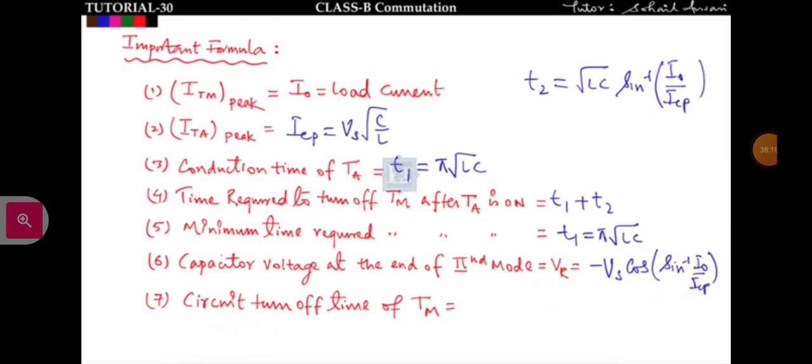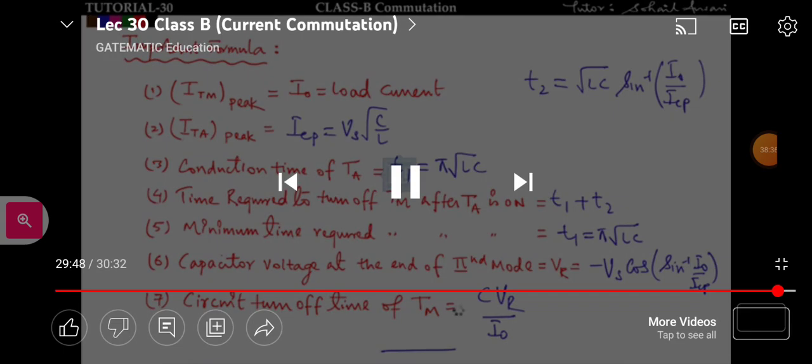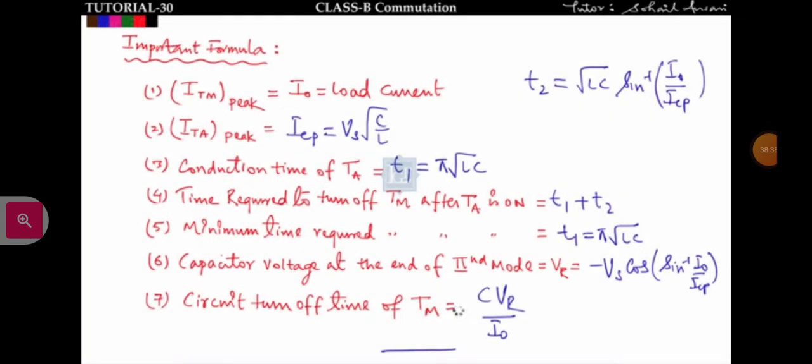Now the seventh point is the circuit turn off time of TM. We have already found that it is equal to CVR upon I naught. Circuit turn off time is defined as the time for which the thyristor is in reverse bias. The thyristor is in reverse bias when the voltage drop across the capacitor is negative, from minus VR to 0. So we can find the circuit turn off time like this, equal to CVR upon I naught.